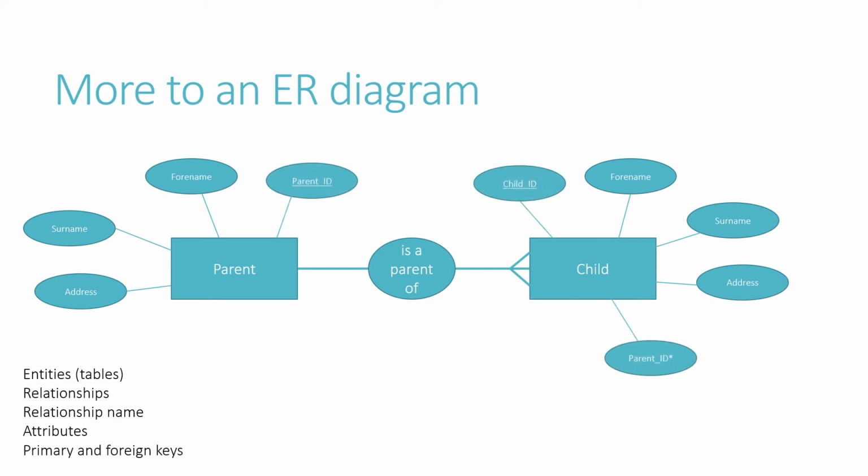And finally, you would include the keys, the primary and the foreign keys. Here you can see that parent ID is the primary key for the parent entity. You know that because it's underlined. That indicates a primary key. The child also has an ID, child ID, and the child has a foreign key called parent ID. You'll notice that parent ID has an asterisk next to it in the child entity. That is because it is the primary key of the parent entity.